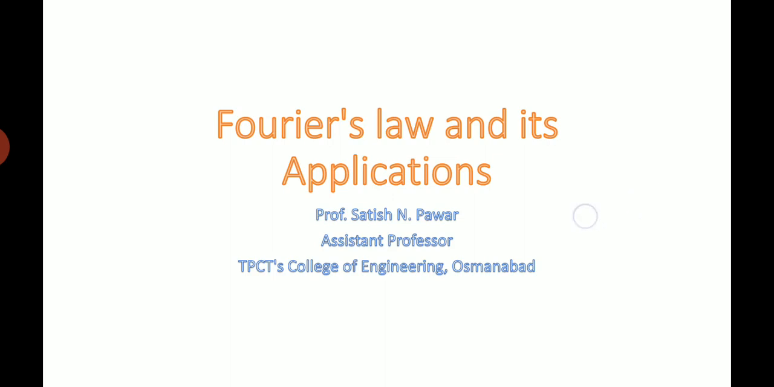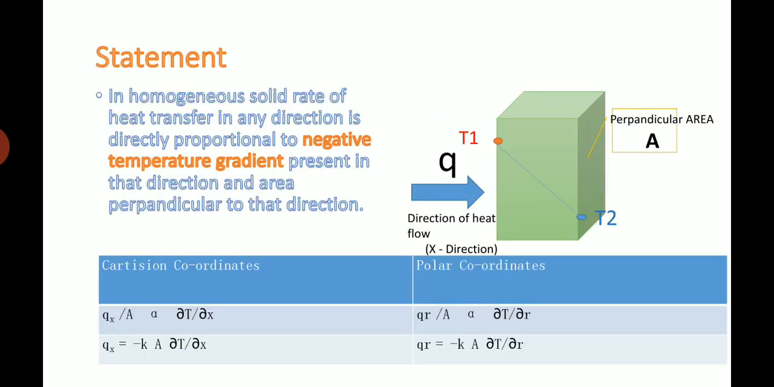So first of all, the statement. Fourier's law states that in a homogeneous solid, the rate of heat transfer in any direction is directly proportional to the negative temperature gradient present in that direction and the area perpendicular to that direction. There is another similar statement: in a homogeneous solid, the heat flux flowing in any direction is directly proportional to the temperature gradient present in that direction.